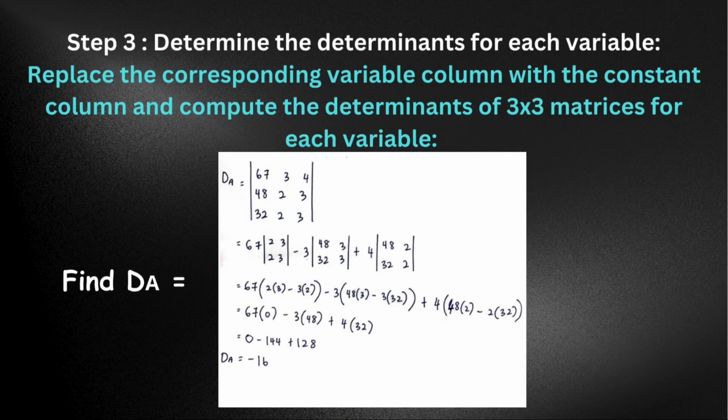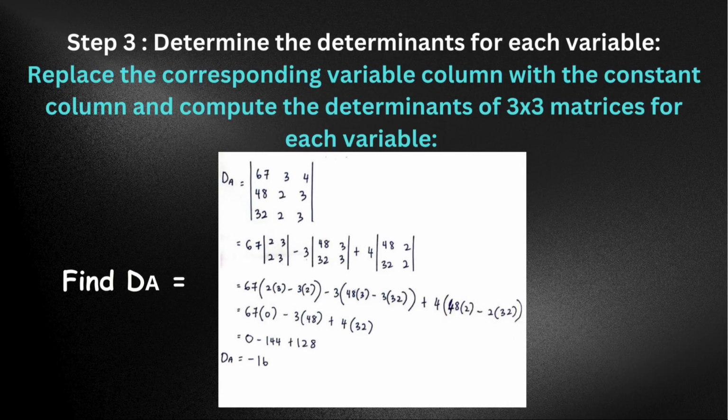Step 3. Determine the determinant for each variable. Replace the corresponding variable column with the constant column and compute the determinant of the 3 times 3 matrix for each variable. Find dA. dA equal 67, 3, 4, 48, 2, 3, 32, 2, 3.